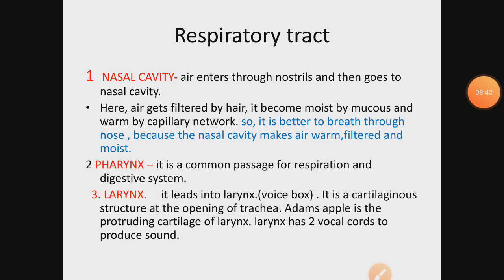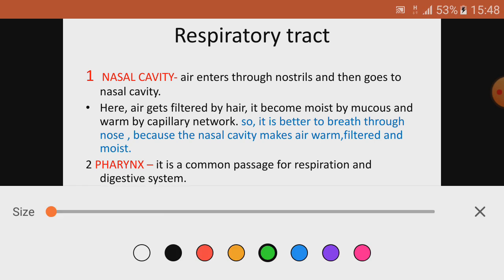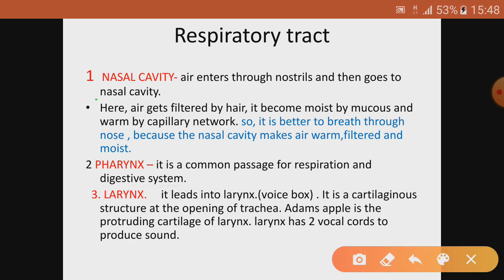So as I gave you a brief description of the respiratory system, today we will study 3 parts of the respiratory system. One is the nasal cavity, then pharynx, and then larynx. Remaining topics we will discuss in later classes. First is the nasal cavity. We know air enters through the nostrils and goes to the nasal cavity. Nasal cavity is also known as nasal passage.